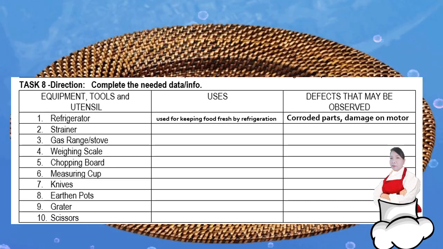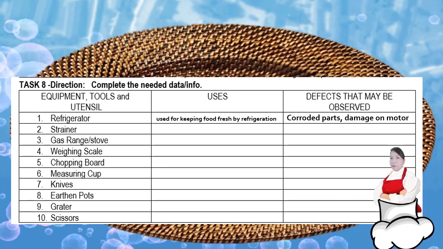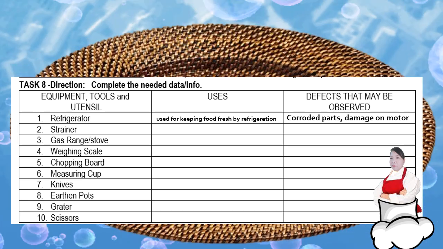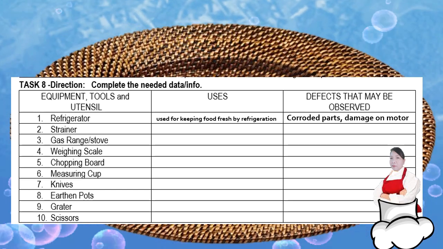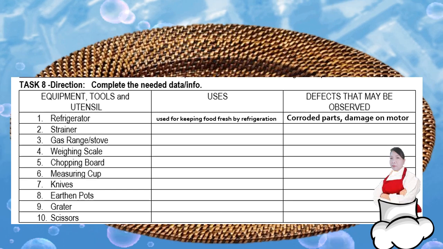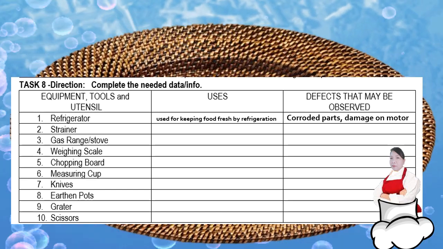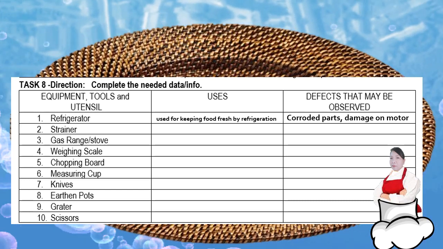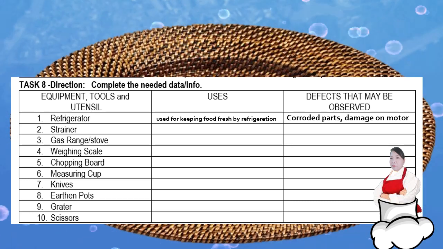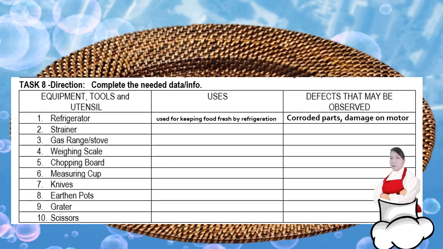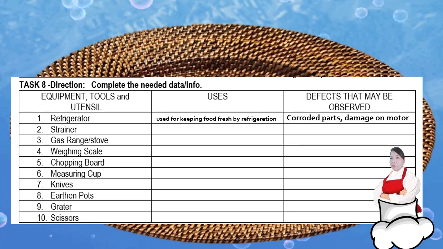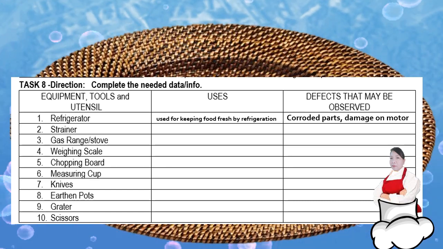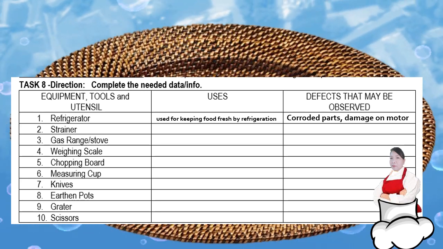Next, for task number 8. Directions: complete the needed data or info. On the first column of the table, you will find the equipment, tools, and utensils. There are 10 of them. On the second column, you are going to write their uses. On the third column, you are going to write the defects that may be observed.